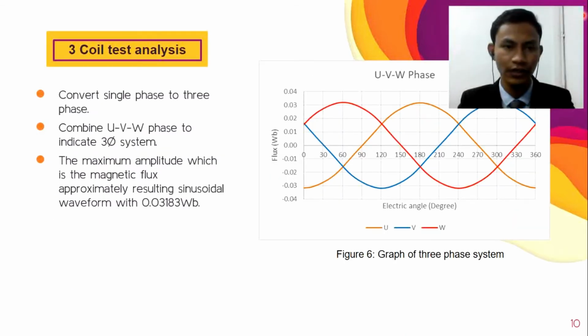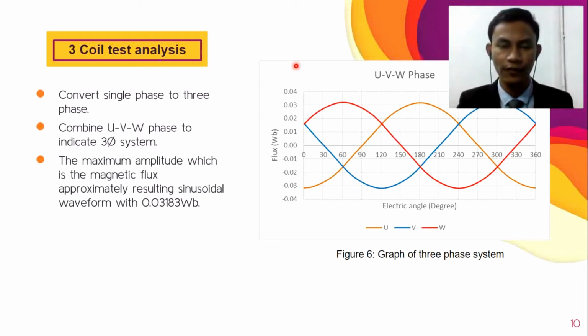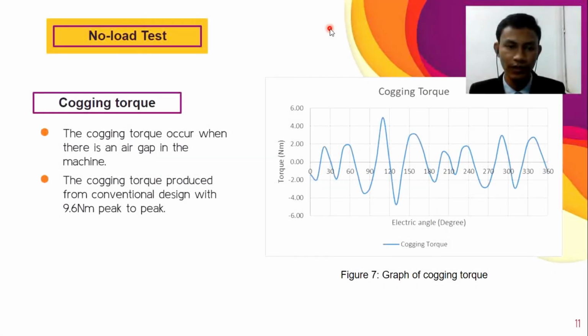This is for the coil test analysis. First is convert single phase to 3 phase. So basically 12 coil test analysis is a single phase. Then 3 coil test analysis is convert from single phase to 3 phase. So which is waveform UVW we will combine in one graph. So this is for the graph UVW phase. So the maximum amplitude of the magnetic flux is 0.03183. Next we move to the no load test analysis.